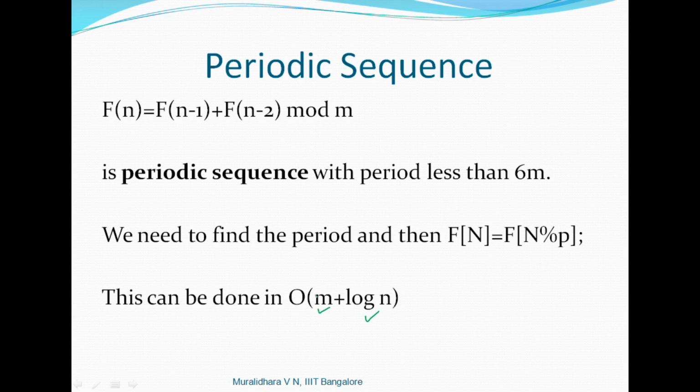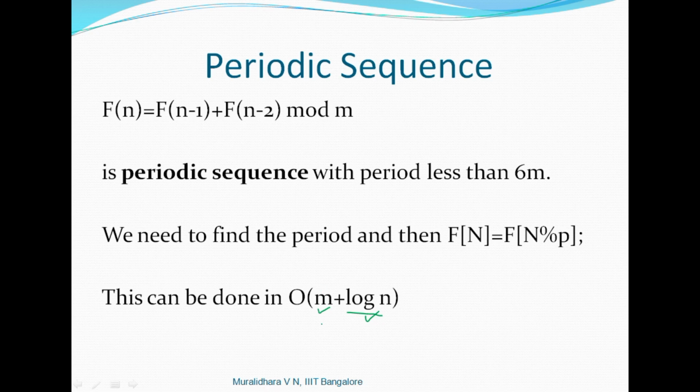Notice that the complexity of the algorithm depends on m, not just on n. If m is 10 to the power 9, then even if n is a 1000-digit number, m becomes the dominating term instead of log of n. So I repeat, if m is 10 to the power 9, even if n is a 1000-digit number, log of n will be about in thousands, but m is in millions. So m starts dominating if m is about 10 to the power 9.